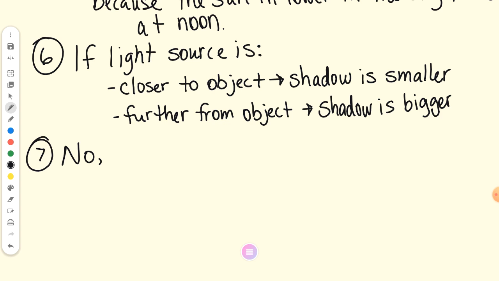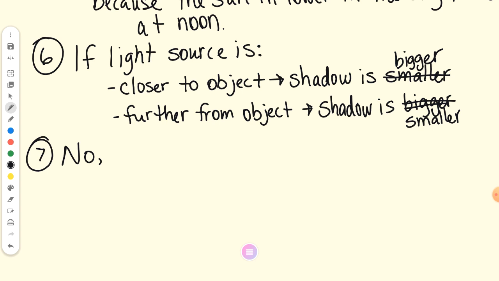Why? Carter? I was going to tell you on number 6, you got those 2 reasons backwards. Closer to the object is bigger, further from the object is smaller. Sorry, yep, I do have them backwards. Closer to the object, shadow is bigger. Further from the object, shadow is smaller.